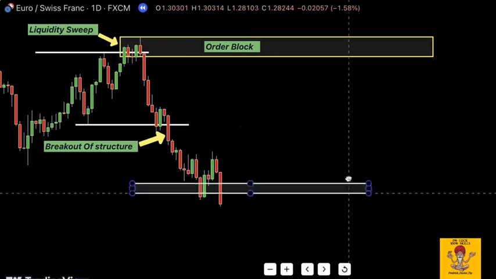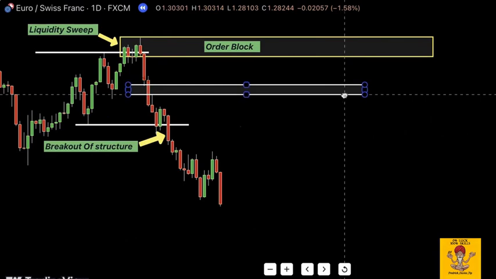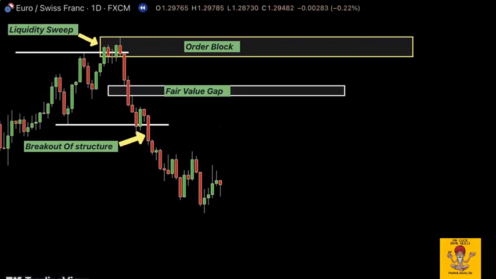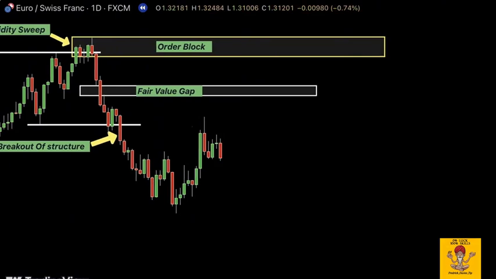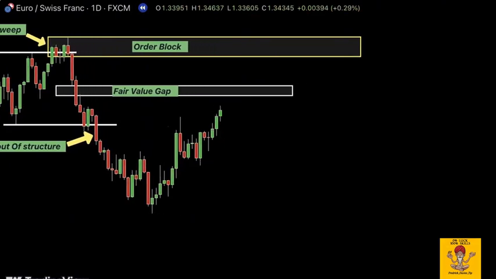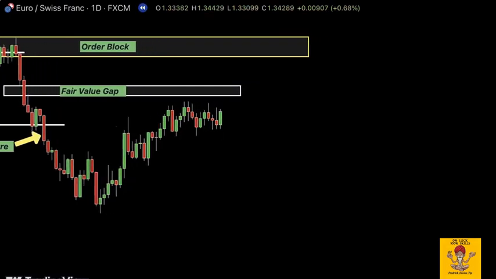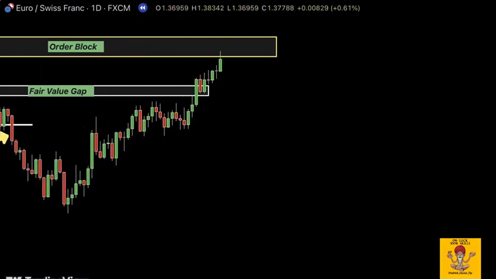As price falls rapidly, it often leaves behind fair value gaps, areas of inefficiency that indicate strong institutional activity. The market will often return to this zone before continuing downward. After the initial sell-off, price retraces back toward the bearish order block. This is where you watch for the supply zone to be tested, looking for a possible short opportunity.